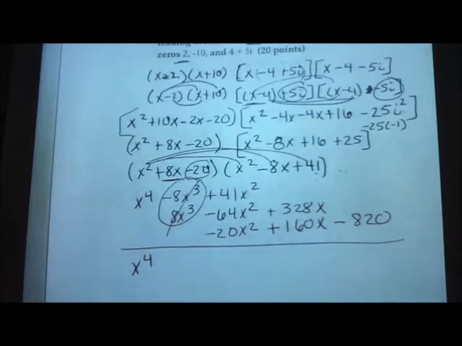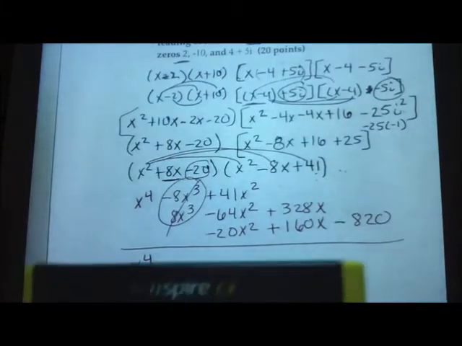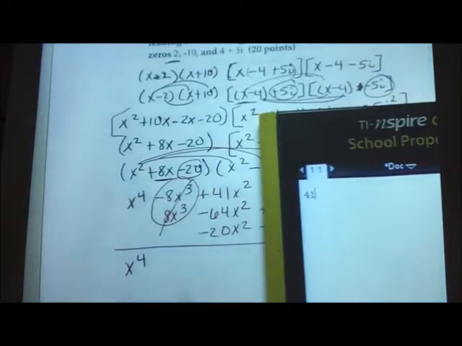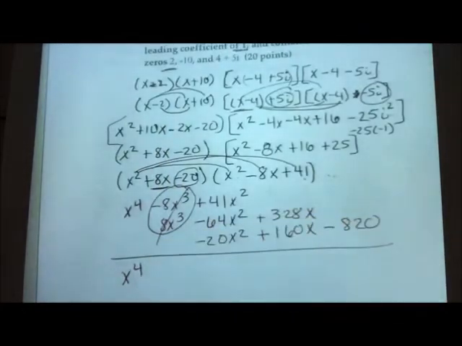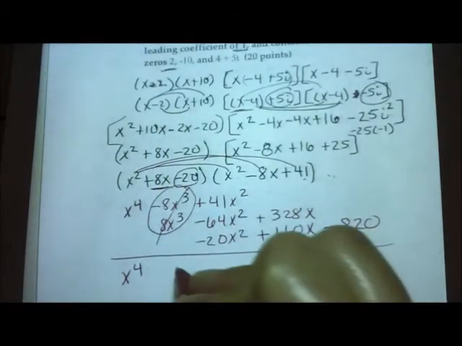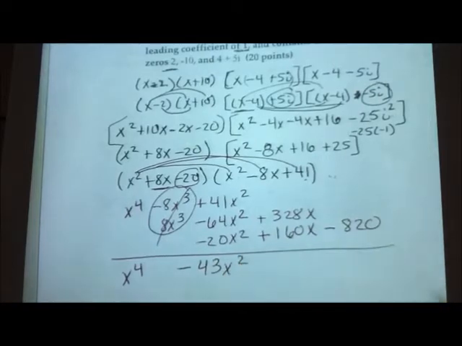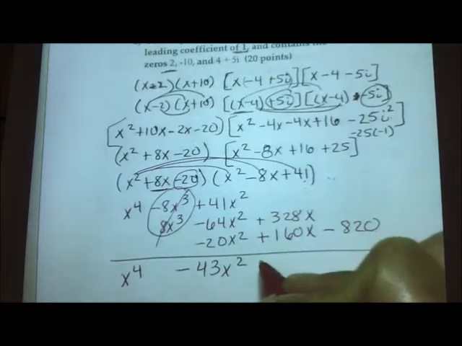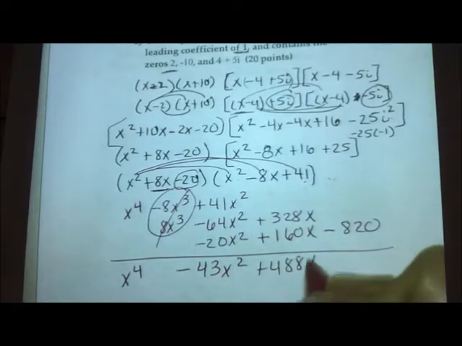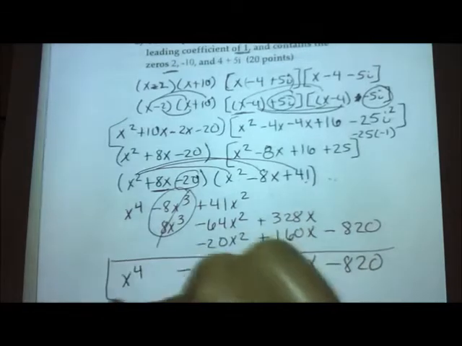Now, remember, you have a calculator, so use it. So I have 41 minus 64 minus 20. We already heard that, is it negative 43? Yes. So it's a negative 43 x squared. And then what is 328 plus 160? 488 x. And then minus 820. And there, you are done.